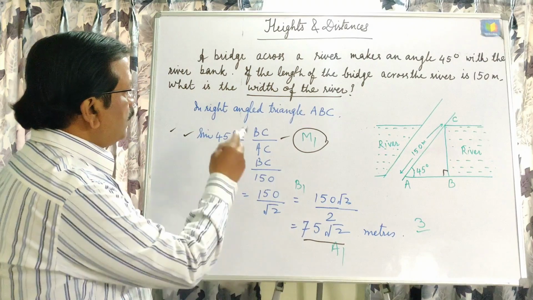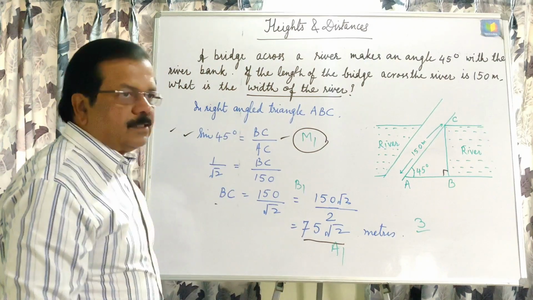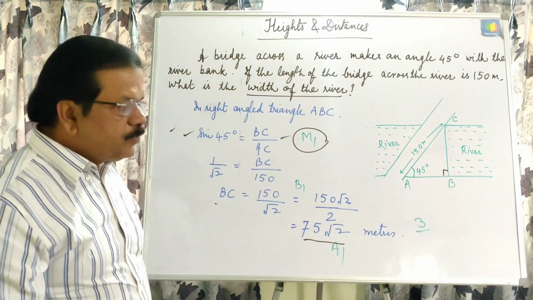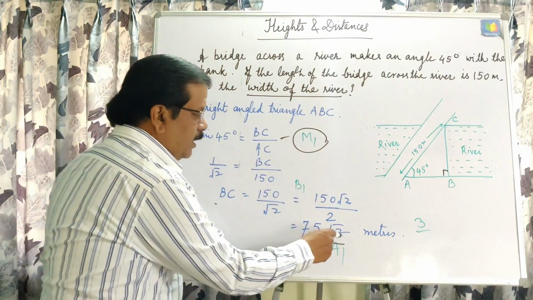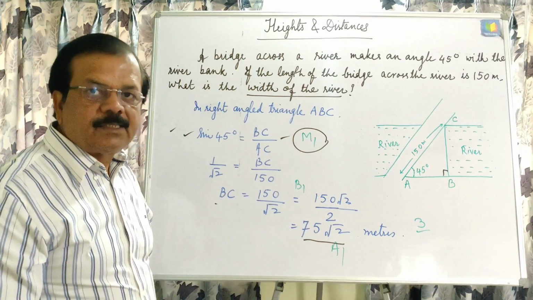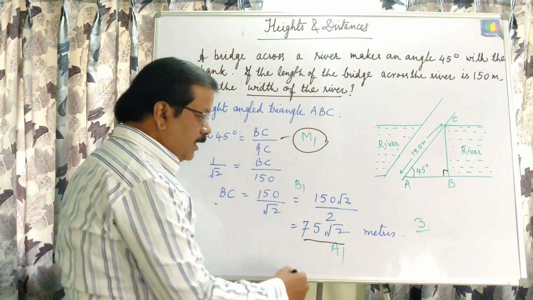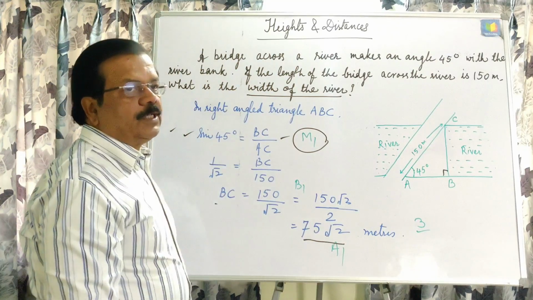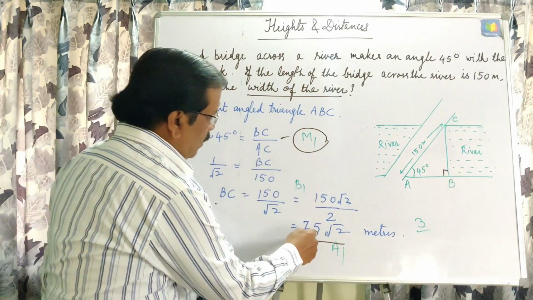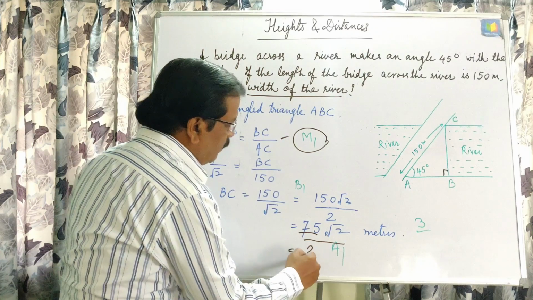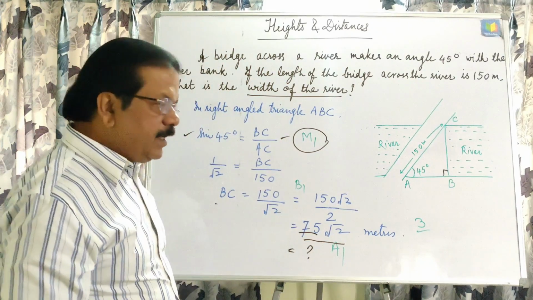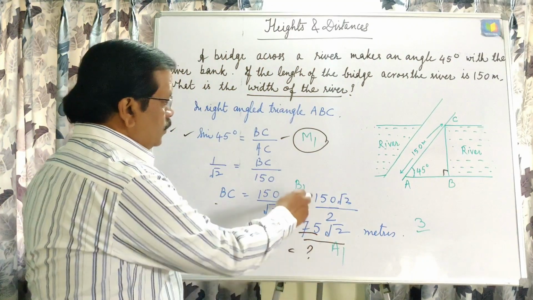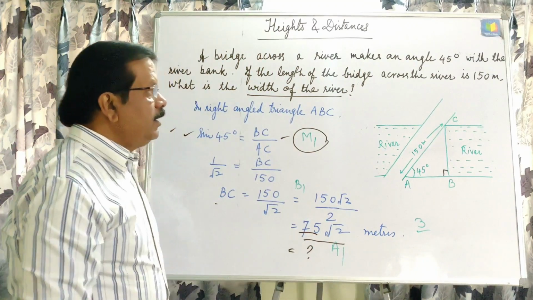Up to this point, we are not asked to write the answer correct to 2 places or 1 place, but we should try to write the answer correct to 2 places whether it is asked or not. In that case, we will substitute the value of root 2, that is 1.414, and multiply, and whatever value we get will be the final answer. But if you leave it up to this, it is also correct. So this way 3 marks will be given.